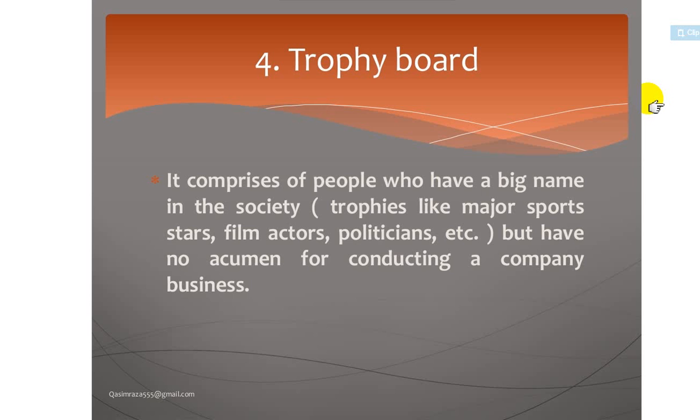They are just for the name. Having acumen means having ability, the ability to think clearly and make good decisions. But they have no acumen. They have no ability to think about and conduct the company business, or to make a good decision. They are just for the name, only for the name. That's it. They're sitting on the board.